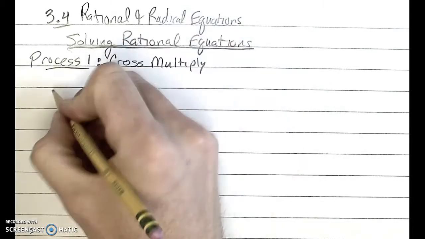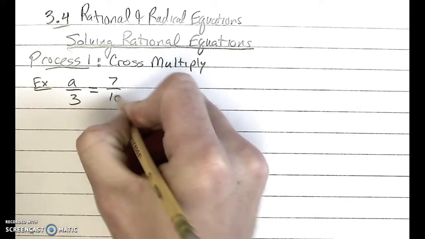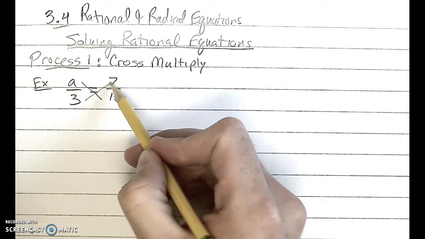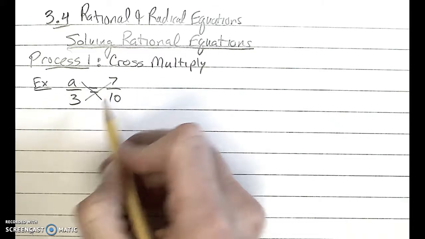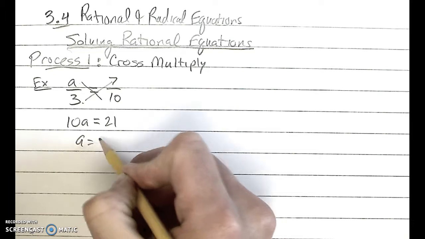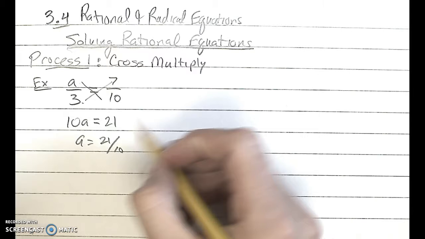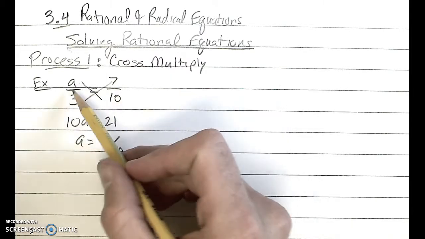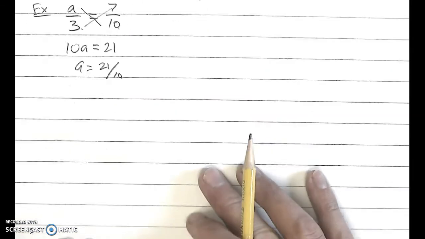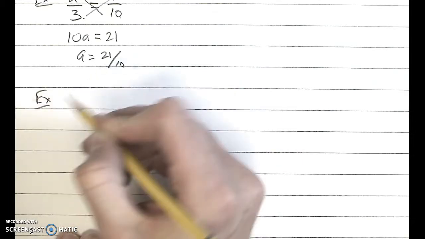All right, so if you have, for example, a divided by 3 equals 7 divided by 10, we multiply across. You've all made that x before. So a times 10 is 10a, 3 times 7 is 21, so a is going to be 21 over 10. This is cross multiplication, where we go across. Basically, anytime you have a fraction equals a fraction, you're going to want to do cross multiplication. These things can be much more complex.